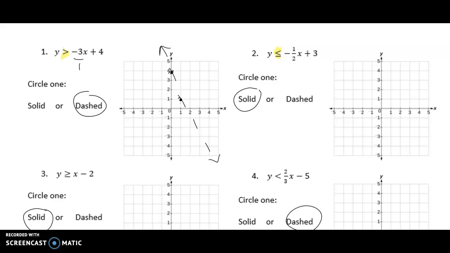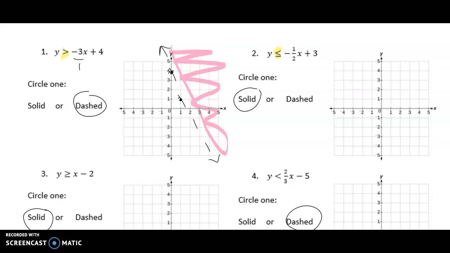Now, do we shade above or do we shade below? Because remember, that's the other piece to this video, graphing inequalities. So, it's greater than. Remember, greater is above. So we're going to super quick shade above that line. And guess what? We just finished, not even really doing any math. It's not too scary. So let's draw this one next.